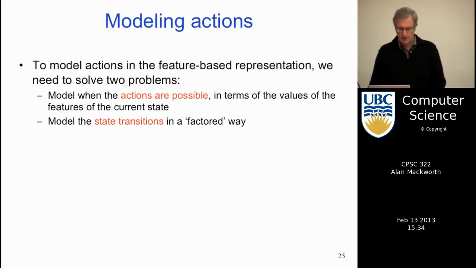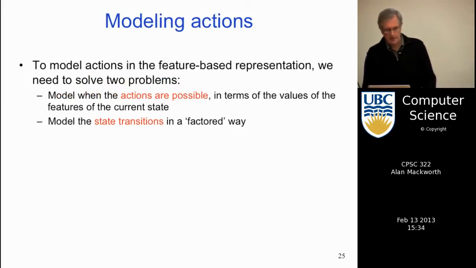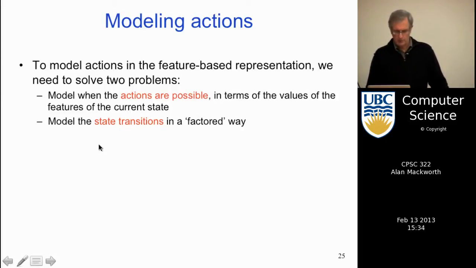Okay, this is the idea. There are 2 ways to model actions. We're going to look at both of them. You could model when the actions are possible in terms of the values of the features in the current state, or you could model, you have to do both of these. You have to model when the actions are possible in terms of the values, and model the state transitions in a, quote, factored way. That is, just explain or show what changes.